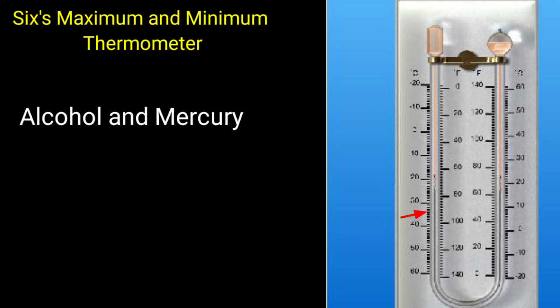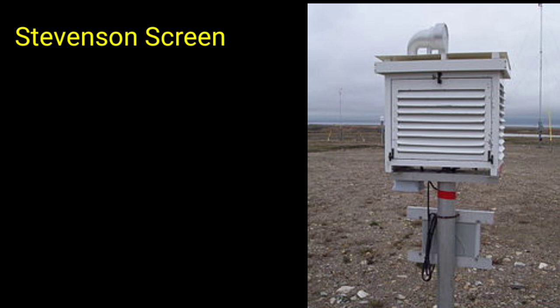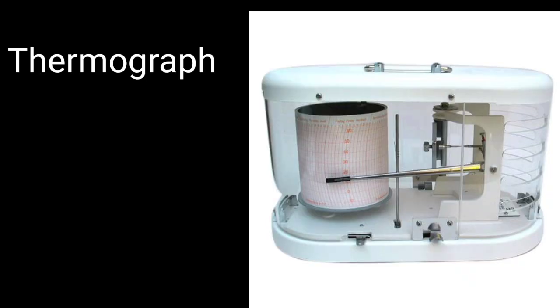Now, temperature is also recorded in a shade. For this, we use a Stevenson screen. It is a box to set the meteorological instruments like Six's maximum thermometer, Six's thermometer, wet and dry thermometer, etc. It protects against precipitation and direct heat radiated from outside sources, while still allowing air to circulate freely around them. A thermograph, which can also record continuous temperature, is also placed here.